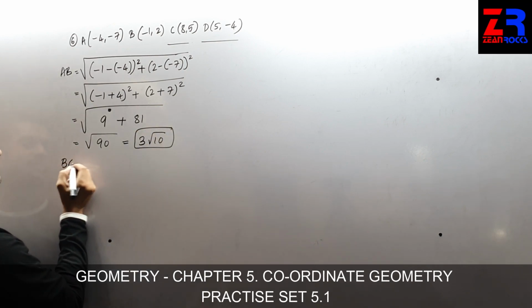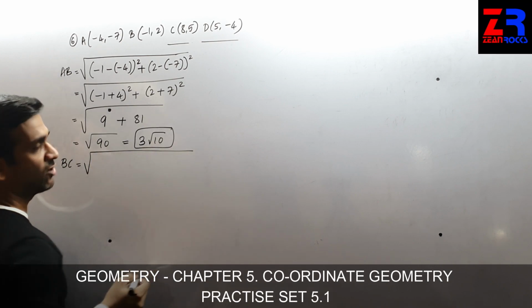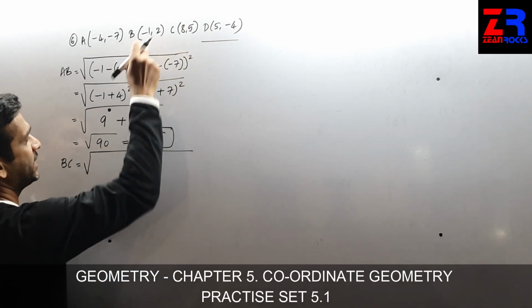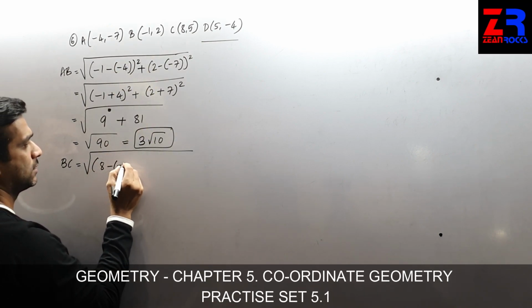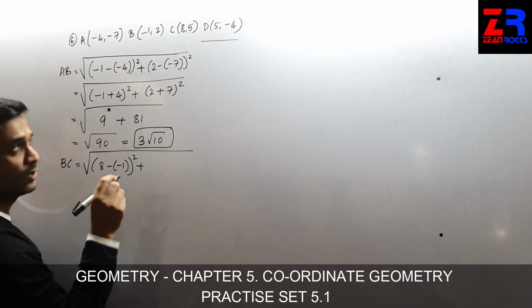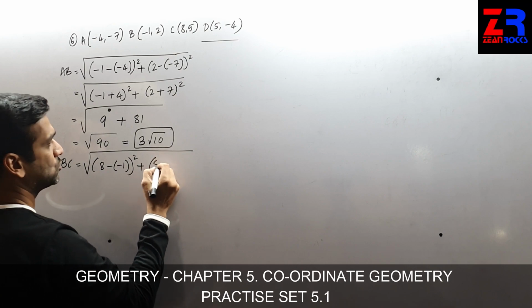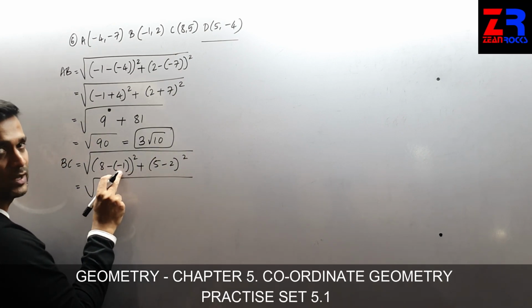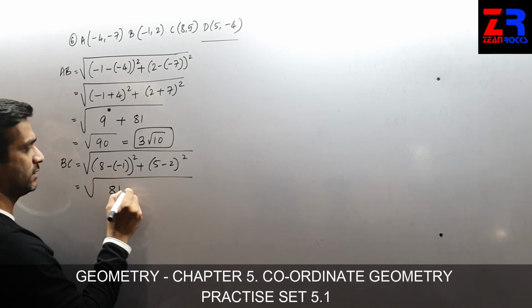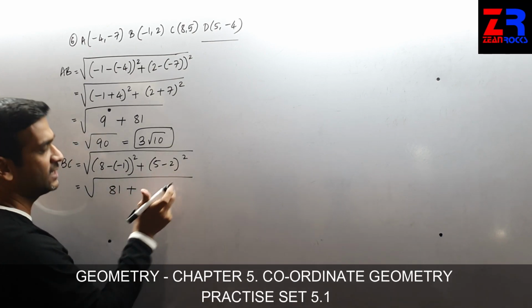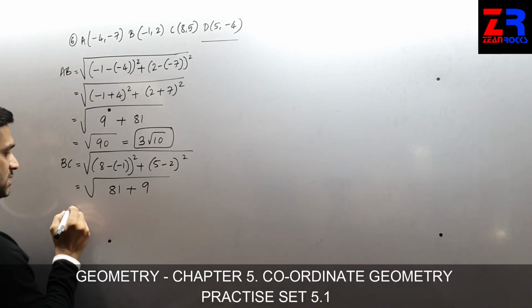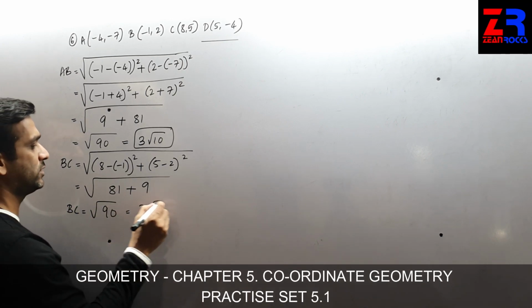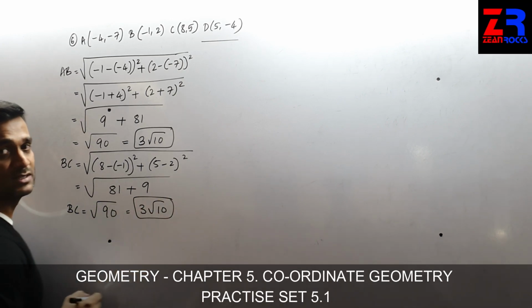Then I will find BC. Same formula. x2 minus x1 square, y2 minus y1 square. Let's go, 8 minus of -1. Solve along with me. 5 minus 2, equal to 8 plus 1 is 9. 9 square is 81. 5 minus 2 is 3. 3 square is 9. Once again, same answer. BC is equal to root of 9 times 10. That is 3 root 10. So you have got the value of BC.